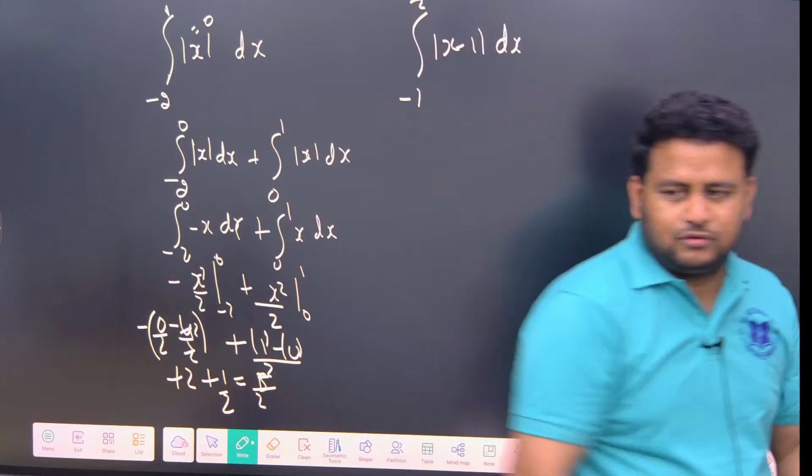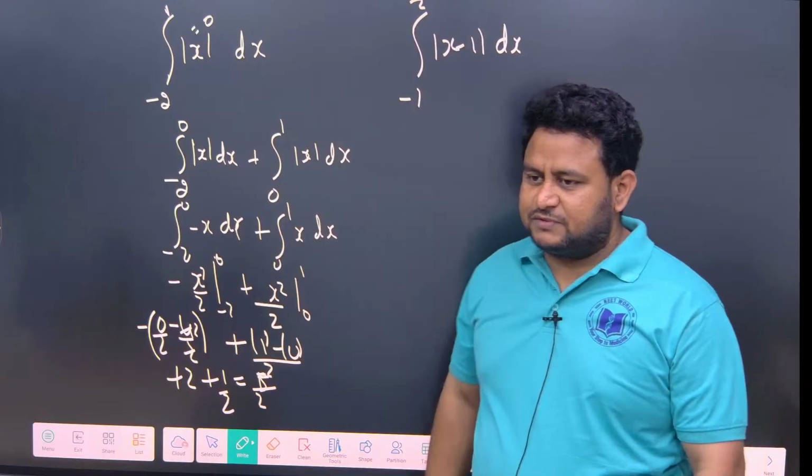So suppose they give mod of x minus 1. Now where should I split?